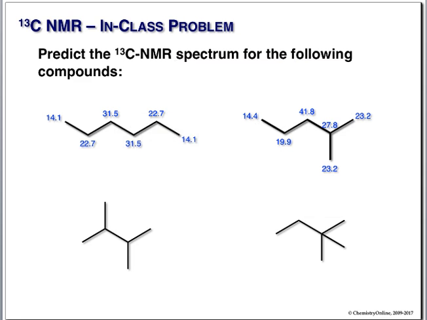How many peaks? Is there a plane of symmetry? Of course there is. Split this guy right down the middle. So how many unique carbons on each side? You want to say 3, but you're wrong, because these two methyls are going to be the same, aren't they? So that's 2.